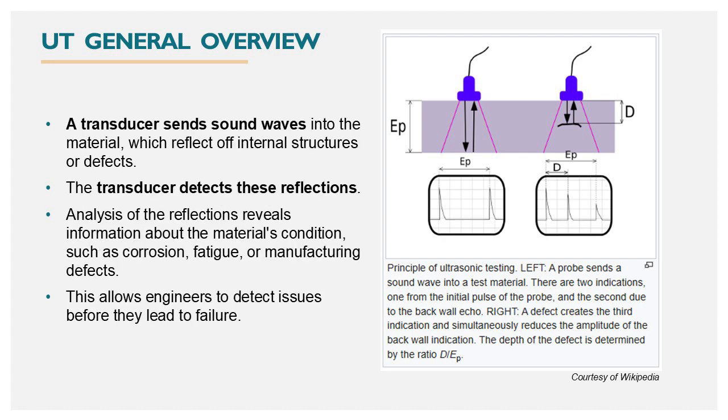A transducer sends sound waves into the material, which reflect off internal structures or defects. The transducer detects these reflections. Analysis of the reflections reveals information about the material's condition, such as corrosion, fatigue, or manufacturing defects. This allows engineers to detect issues before they lead to failure.